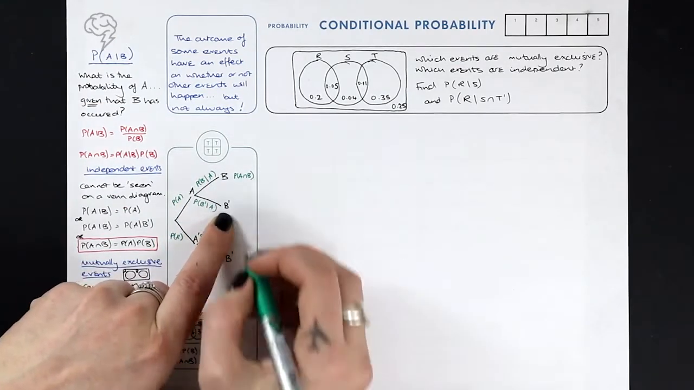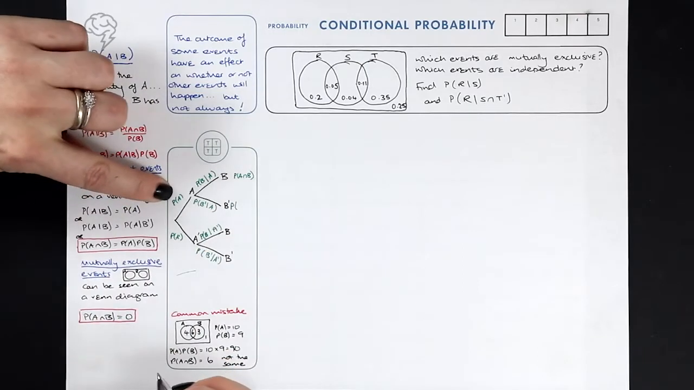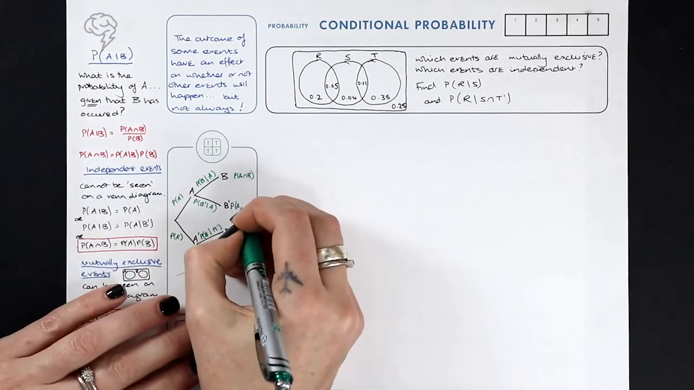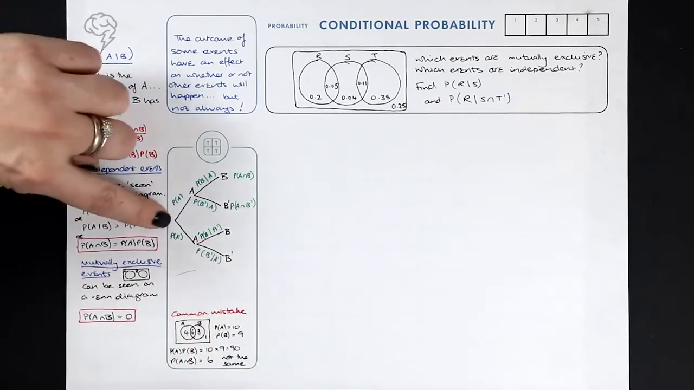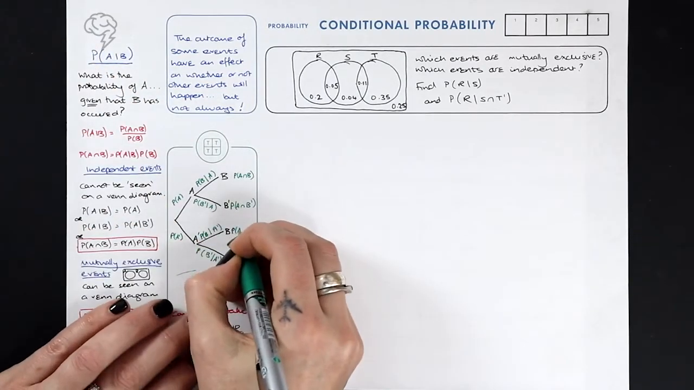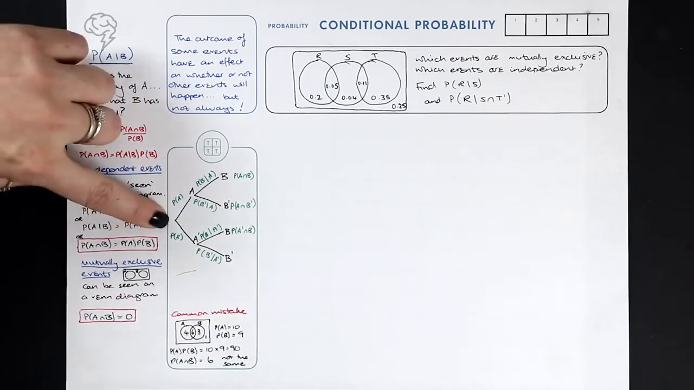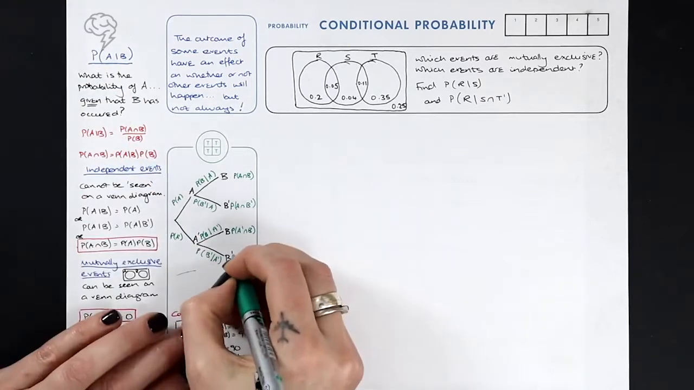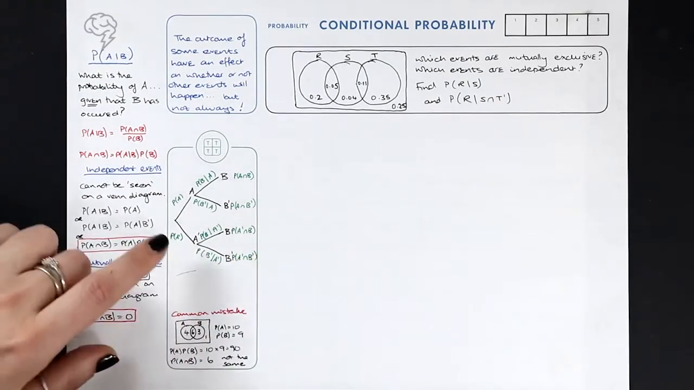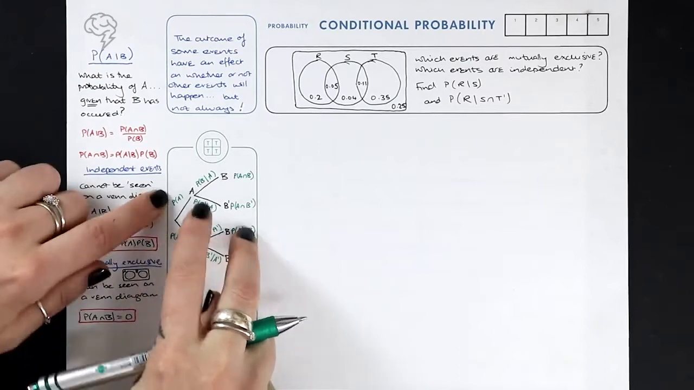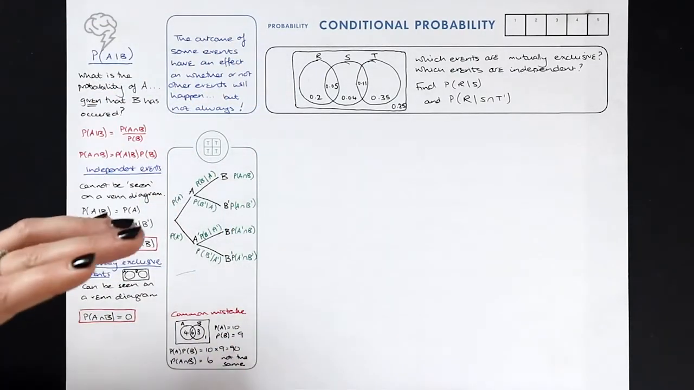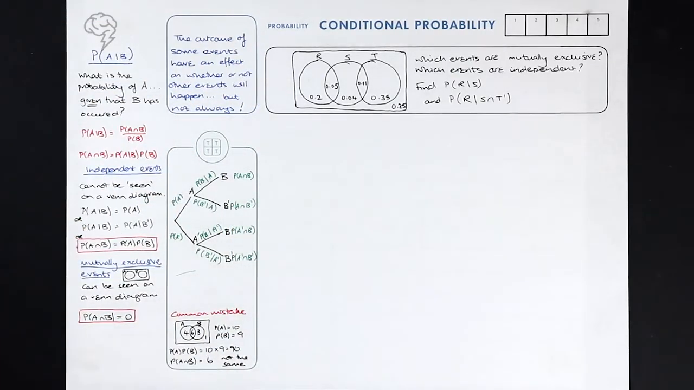This one is the probability of A and not B. This one is the probability of not A and B. And this one is the probability of not A and not B. So that times that is that, that times that is that, that times that is that, that times that is that. You already know this from tree diagrams, you just haven't seen this notation before.